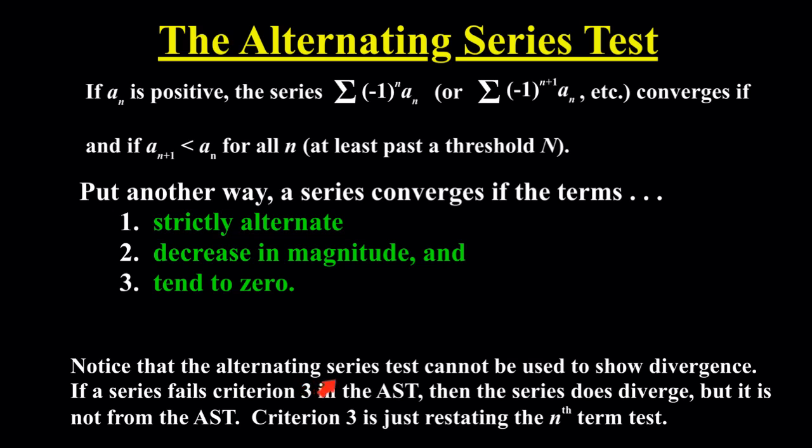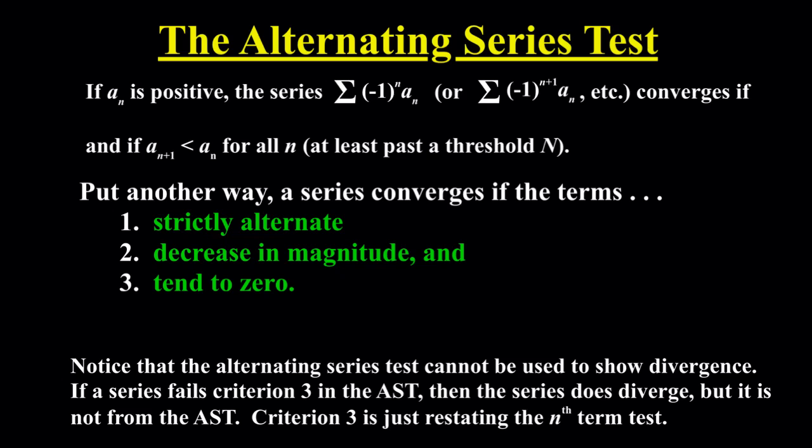Notice that the alternating series test cannot be used to show divergence, which means we cannot use this test to prove that a series diverges. This test can only be used to tell if a series converges. And if it doesn't meet these three criteria, that doesn't mean it diverges. It just means it does not converge by this test.